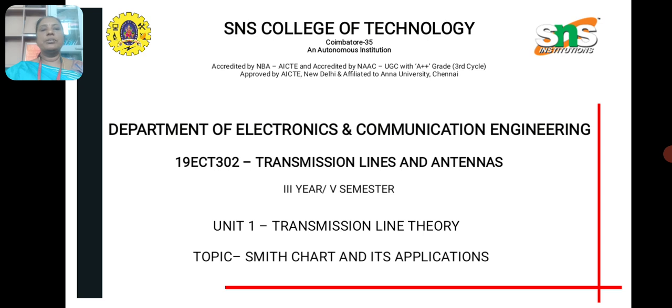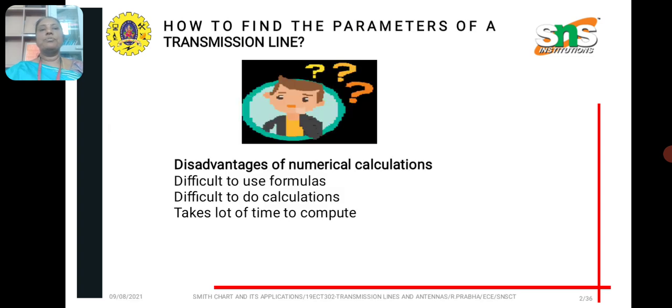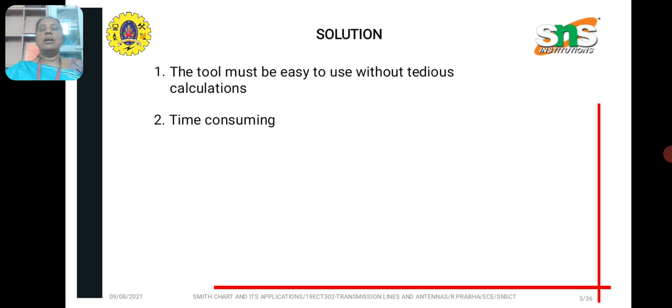In this video, we are going to see the topic Smith chart and applications for the course Transmission Lines and Antennas. So, how to find the parameters of a transmission line? We can use numerical calculations, but it is difficult to use formulas and do calculations in a transmission line because they involve complex terms and take a lot of time to compute. So to overcome this, we need a solution. The solution must be easy to use without tedious calculations, and it must also be time saving.